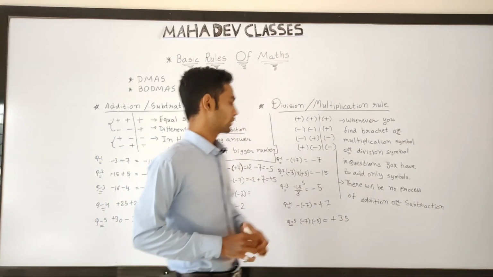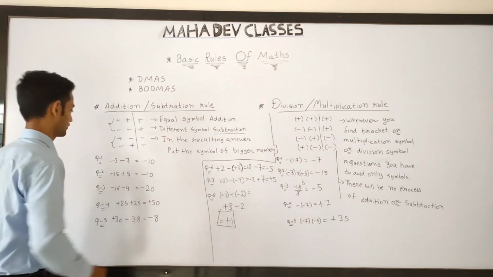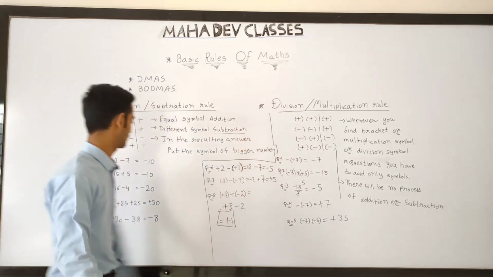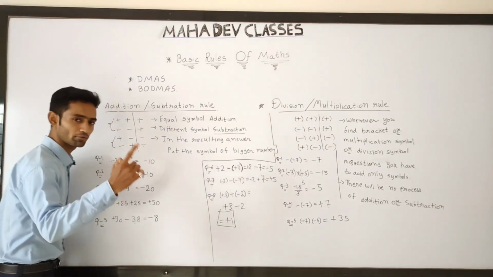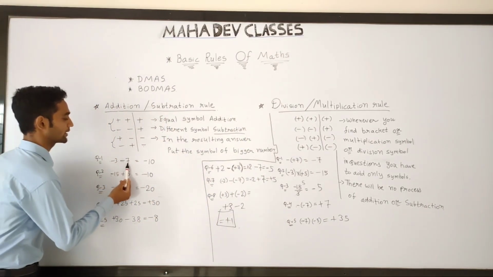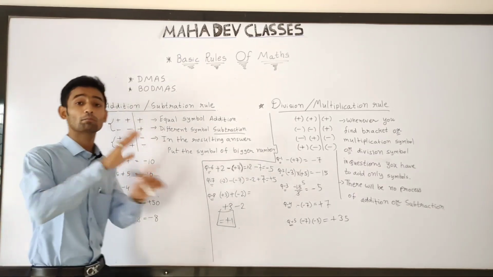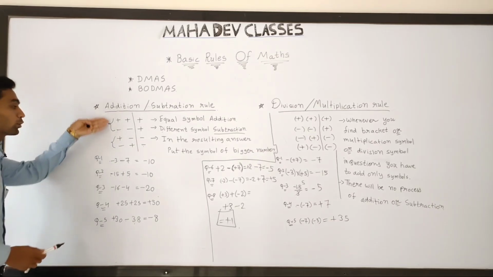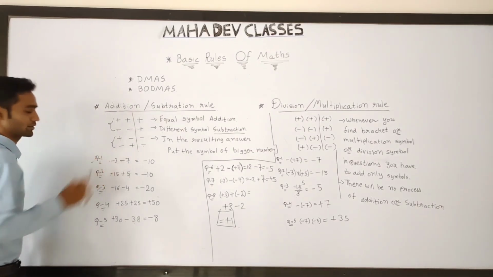Okay, now see the difference between this rule and this rule. Here is question number 1, -3 -7. There are no brackets. Okay, there are no brackets. That's why we simply follow this rule to solve this question.